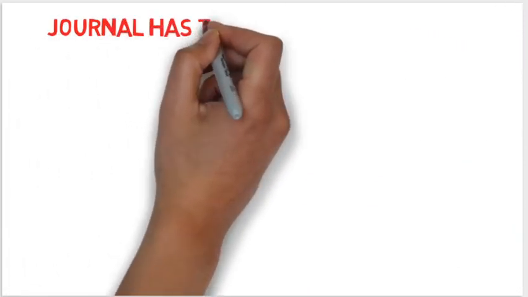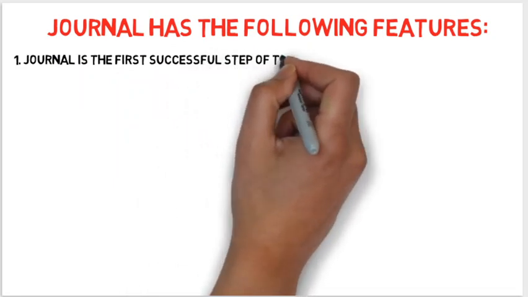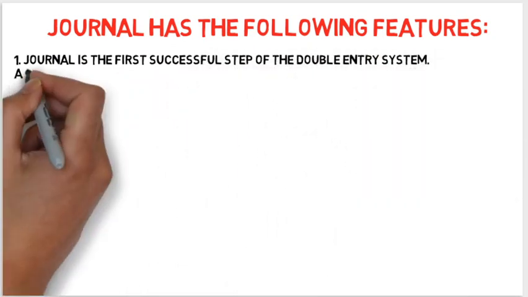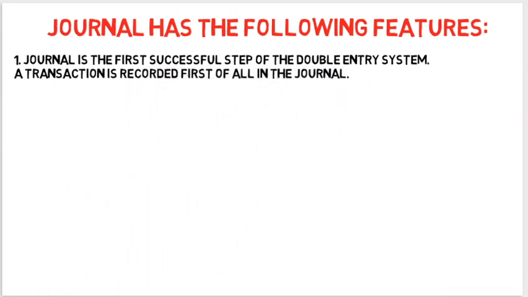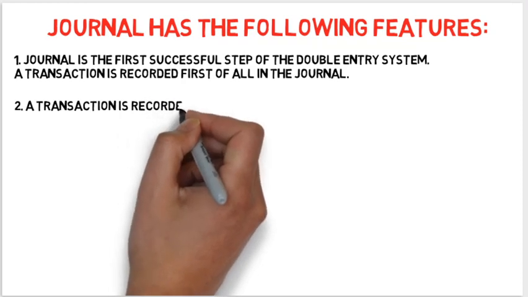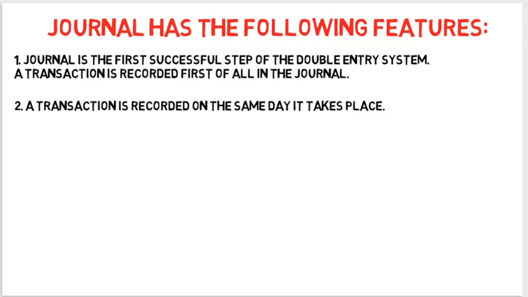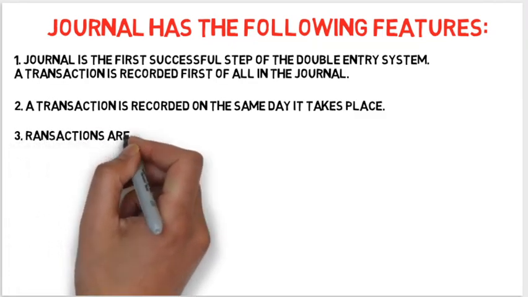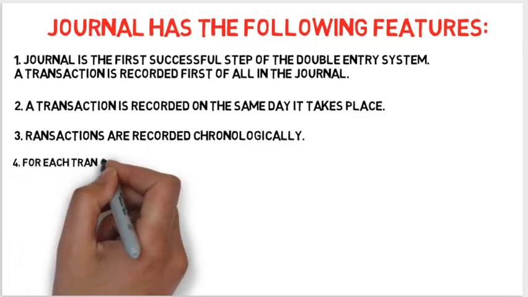Journal has the following features. First, journal is the first successful step of double entry system. A transaction is recorded first of all in the journal, so the journal is called the book of original entry. Second, a transaction is recorded on the same day it takes place, so journal is called day book. Third, transactions are recorded chronologically, so journal is called chronological book.